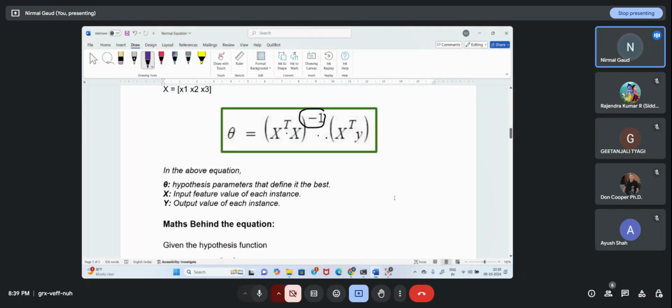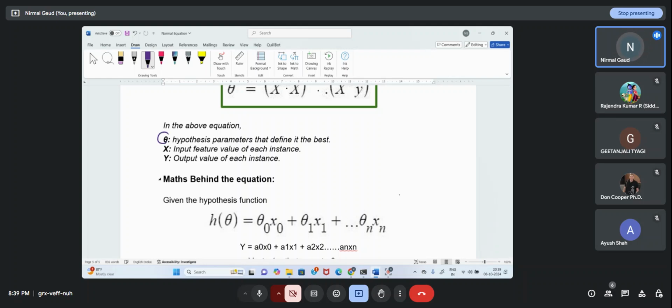And what are theta and the other terms? Theta is the hypothesis parameter that defines the best fit. That's what we did in our previous derivation also. Theta is a parameter; it was beta naught and beta 1 only, but now in this equation, beta naught and beta 1 are represented as theta. It is the best parameter which should be put in the equation to identify the unknown values. X is input and Y is output. That's it.